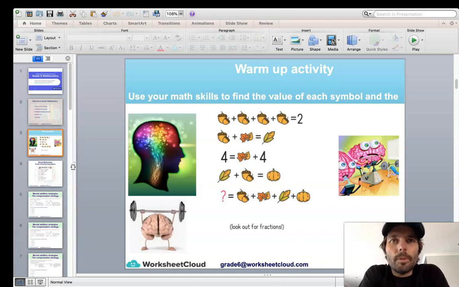A nice autumnal theme. Please tell me the value of all the symbols. And don't forget the question mark at the end. As you can see, there's a little clue at the bottom which says look out for fractions. These puzzles are starting to get a little bit more challenging, and I hope you are embracing the challenge. Take your time, there's no rush. Press pause, work through it methodically, check your work, and then press play to see how you get on.